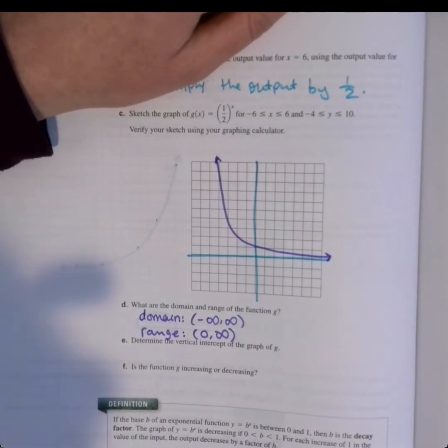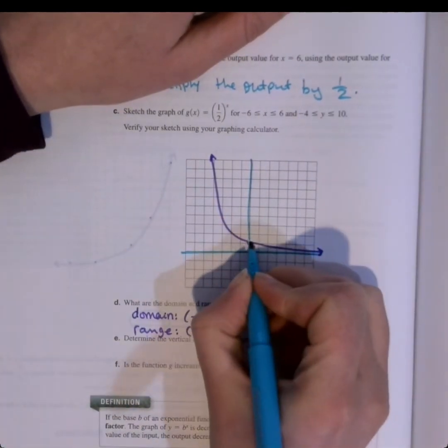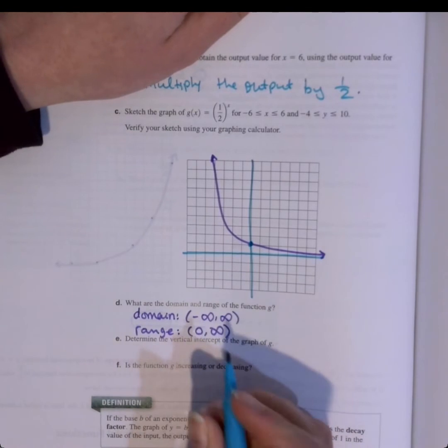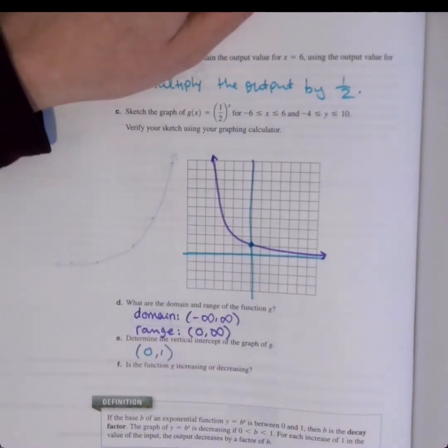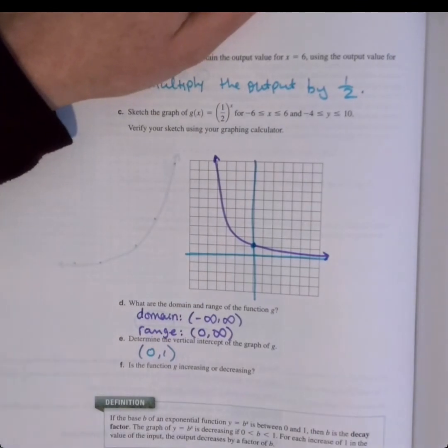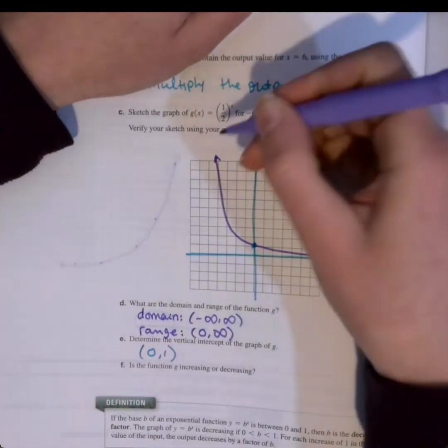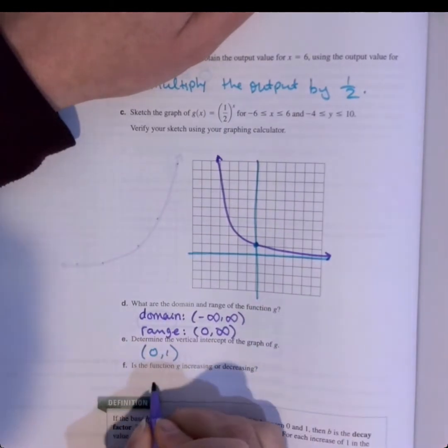Determine the vertical intercept. Okay, so you should be able to click on this point, or you can plug 0 into the function, and you should get 0, 1, because anything raised to the 0 power gives you 1. Is the function increasing or decreasing? As we slide down this function, it is decreasing.